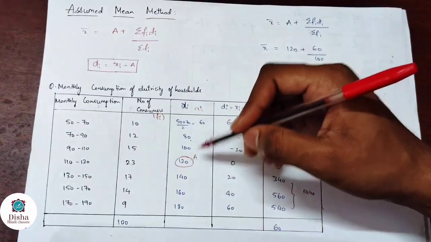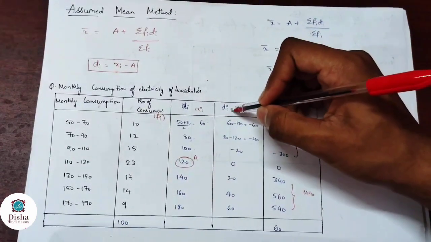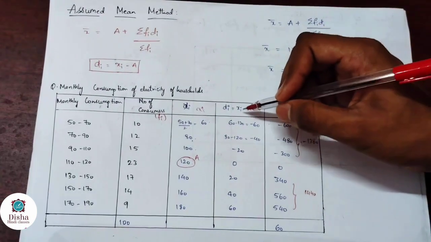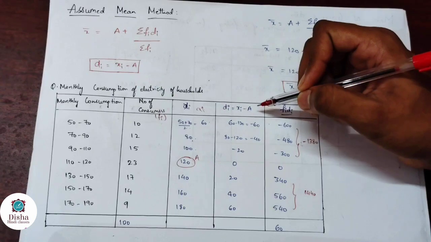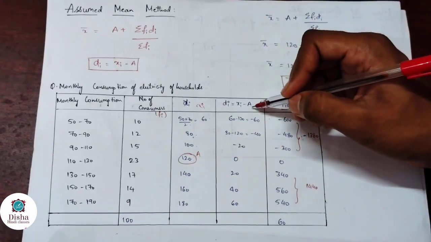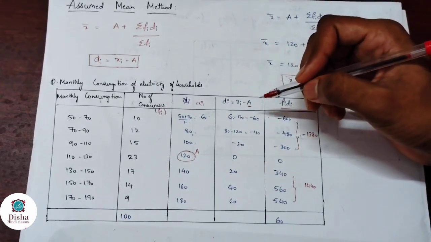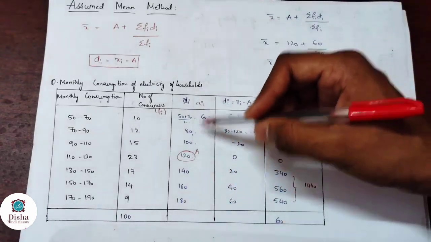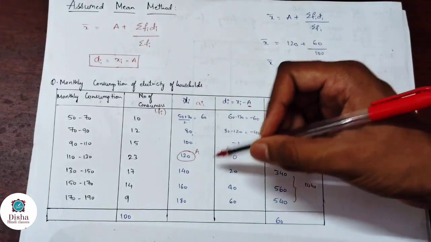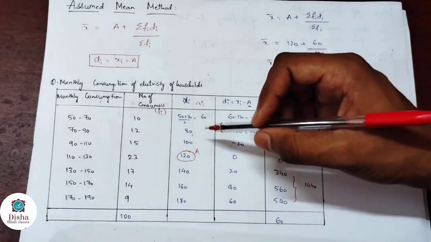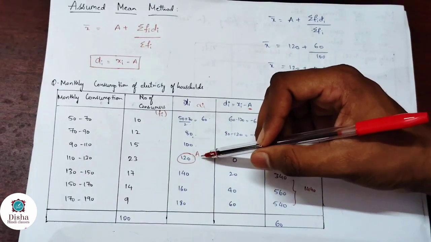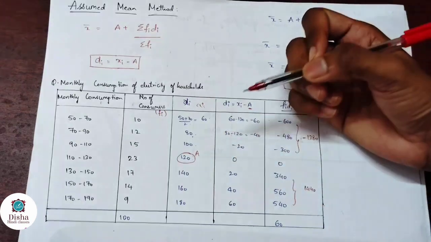So now we have to calculate the di. So what is di? Xi minus a, mid value minus a is the di. So now what is a here? a is the assumed mean. From the xi or the mid values we have got, we will assume a mid value. We will assume a mean of it. So we will be assuming 120 as the assumed mean here.